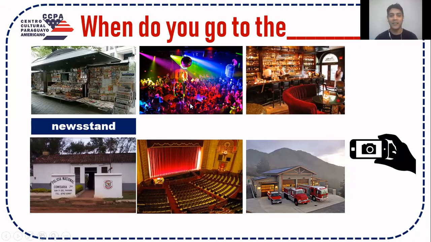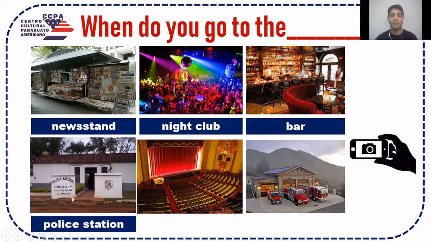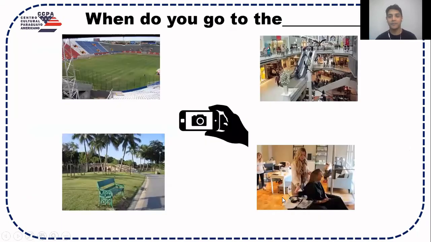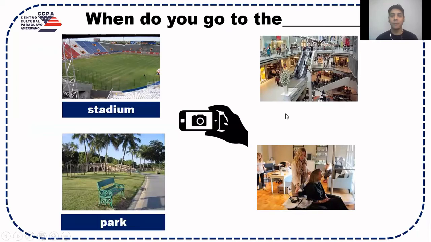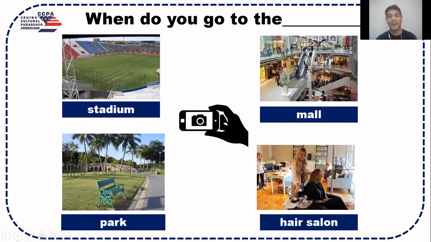So this is a newsstand, right? Then we have the disco or nightclub. Then we have the bar, the police station. This is another place. We have the theater, the fire station, a stadium, the park, the mall. We have a hair salon, right? So do you go to the hair salon? When do you go to the hair salon? I go to the hair salon every month.